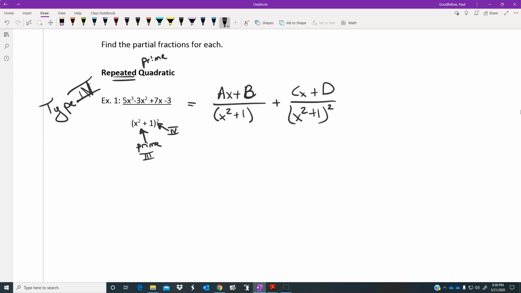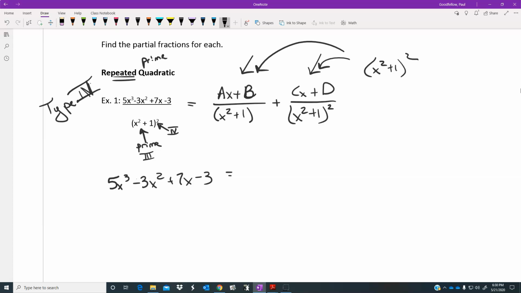And you deal with the repeater the same kind of way that you dealt with it in a type 2, except the fact that you're going to end up using the quadratic prime way of doing it with a linear piece up on the top. Now, again, you'll multiply by the common denominator on each side. 5x cubed minus 3x squared plus 7x minus 3 is what the left will be.